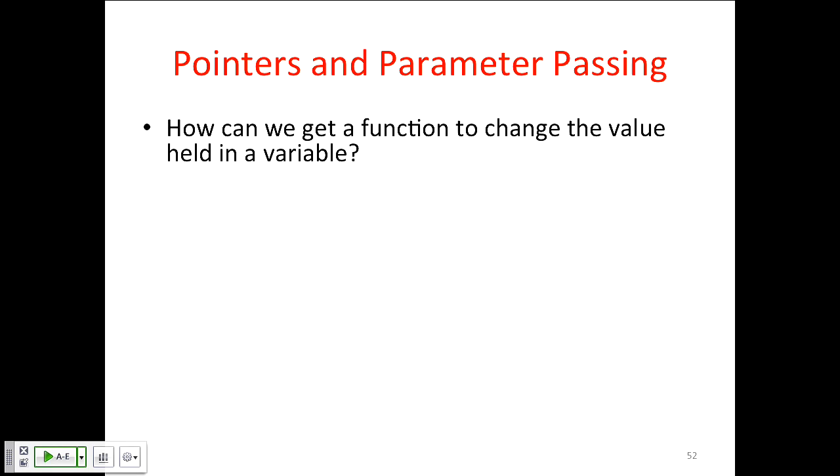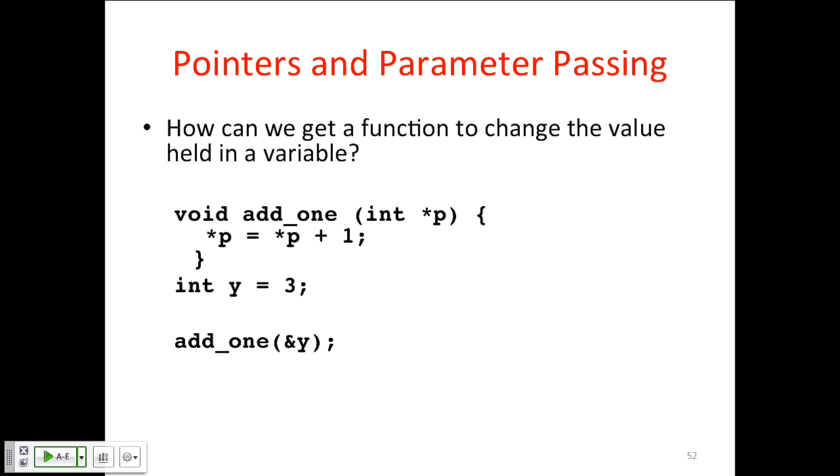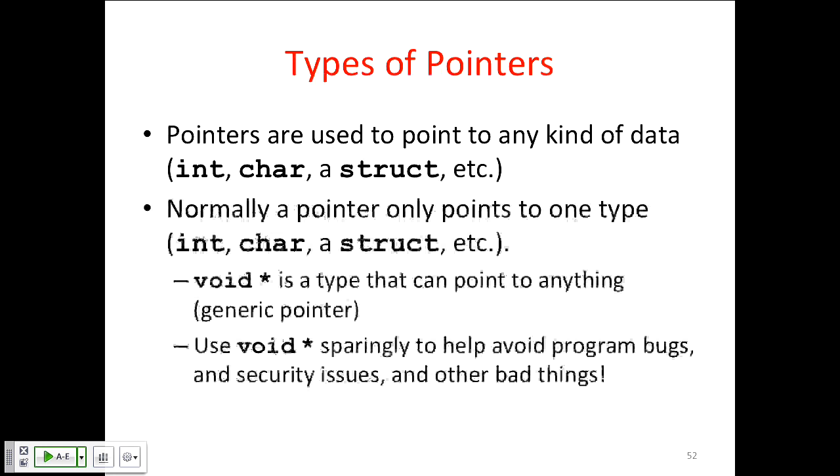If you want to really change something, what you need to do is pass a pointer to it. So now I can say star p equals star p plus 1. So whatever p points to. p is just an address, remember. So you're not changing the value of p, you're changing the value of the thing p points to, right? So now if you do this, y is now equal to 4, right? If you pass in the address of y, then the function will change the thing that it points to without changing the pointer value. Okay.